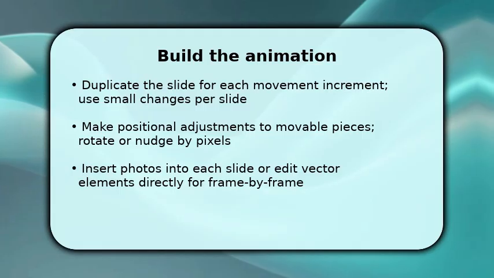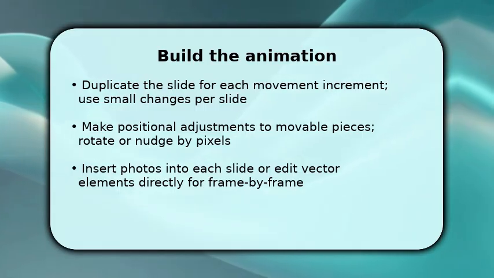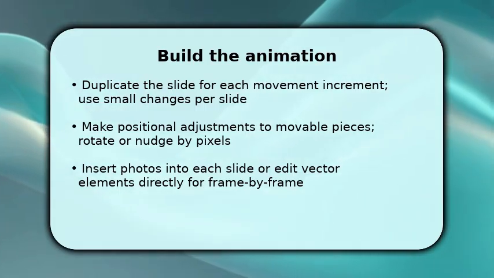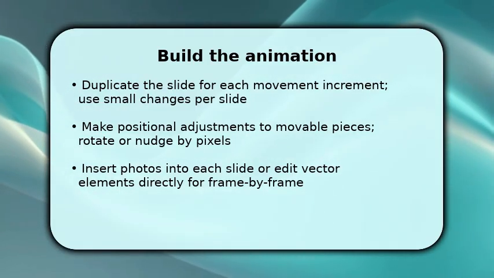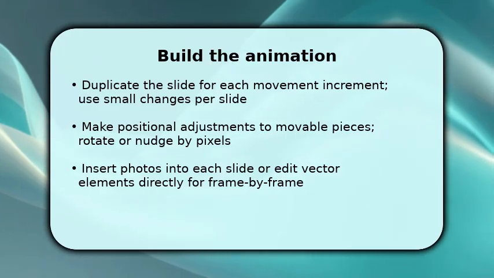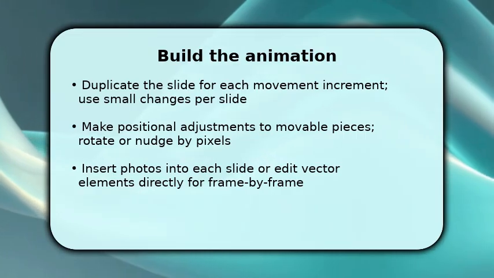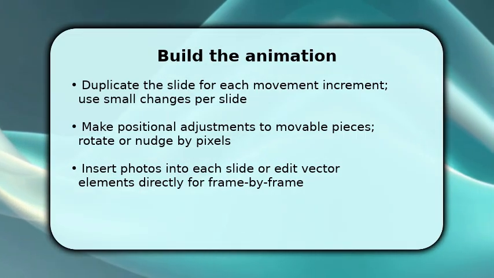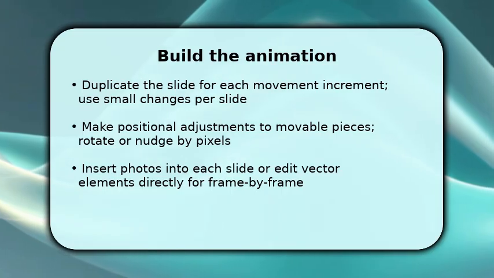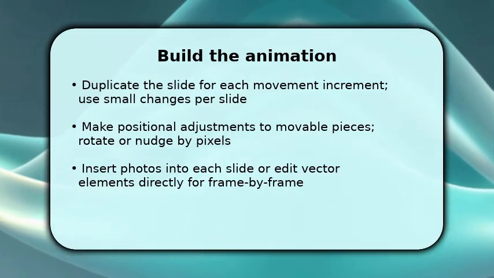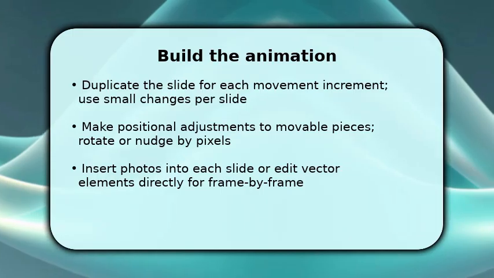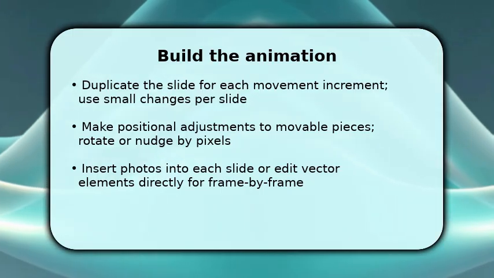You should adjust only the elements that change, nudge limbs, rotate a puppet, or swap in a new photo, keeping everything else identical. Make sure to name or color code layers to avoid confusion and use the arrow keys for precise pixel-level moves. If you're using photos, replace the image on each slide rather than re-importing. That keeps alignment stable and reduces timing errors later.